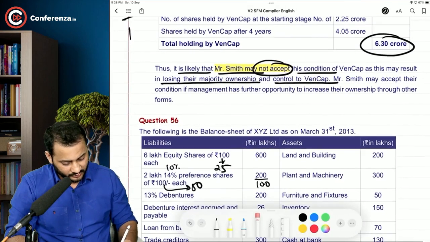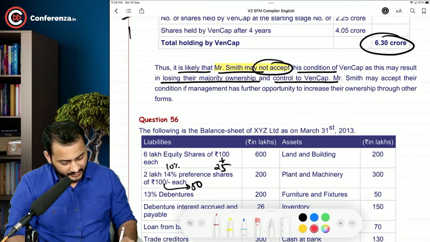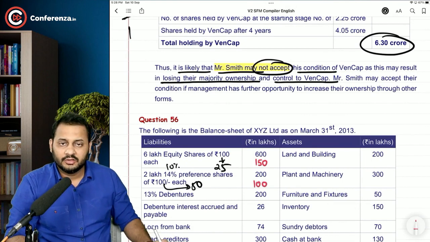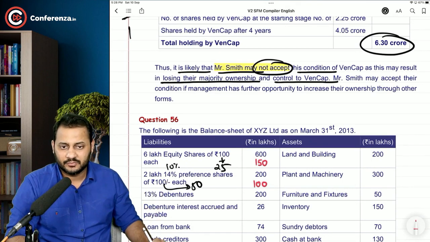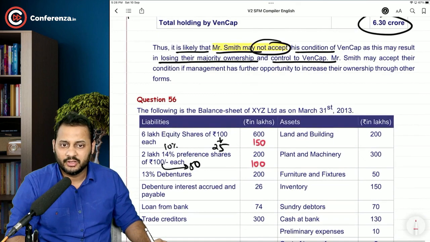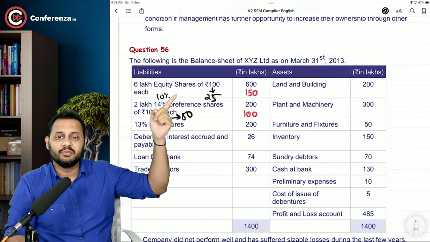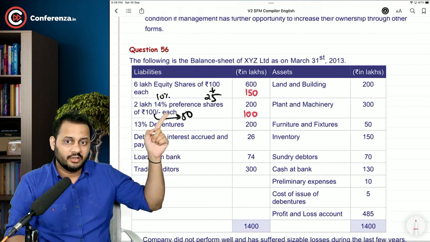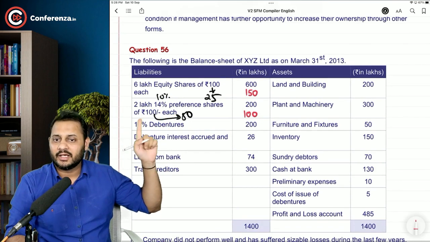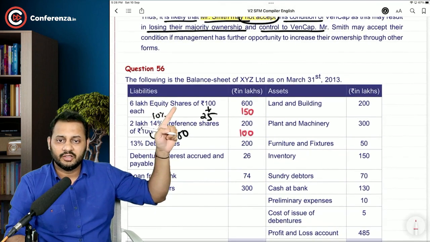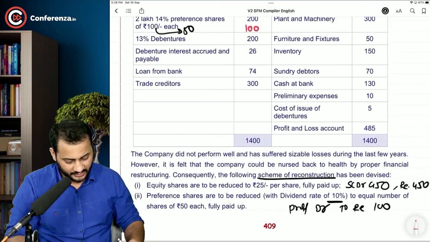Now just imagine what will happen. After the entry is made, this will look like 150 lakhs. This will become 100 lakhs. Out of 200, it will only be 100 lakhs in the after-reconstruction balance sheet. Equity shares will be only 150 lakhs. Okay. Preference shares will be only 100 lakhs. It will be of 10%, 50 each. This will be of 25 each. Now, what else is given?